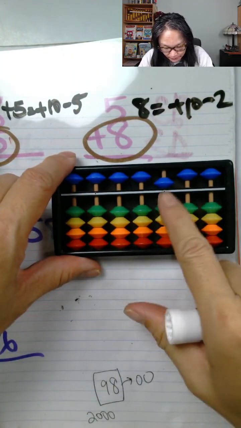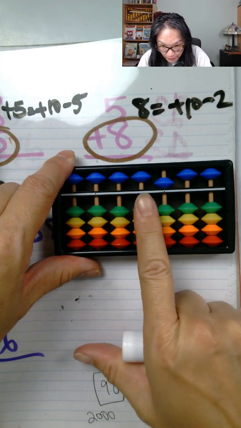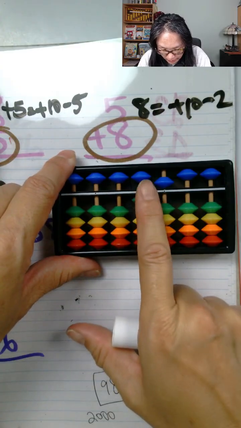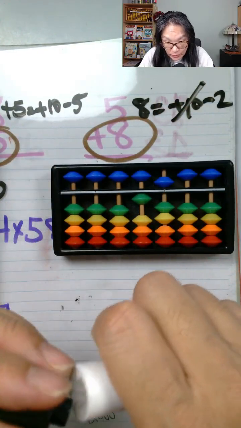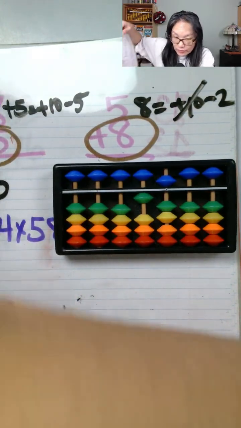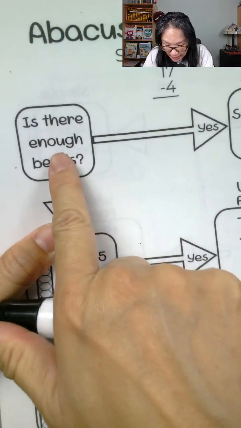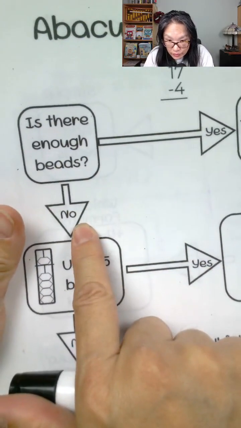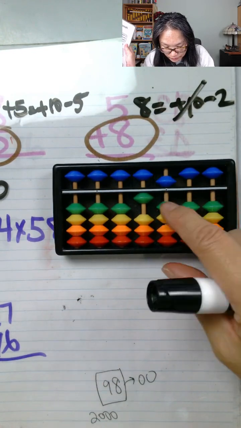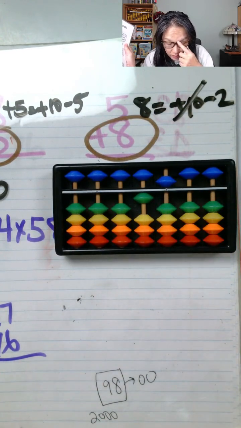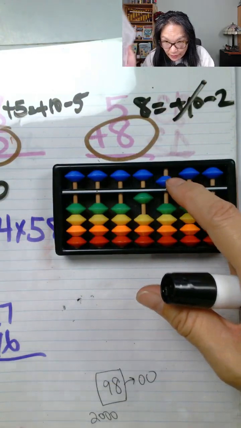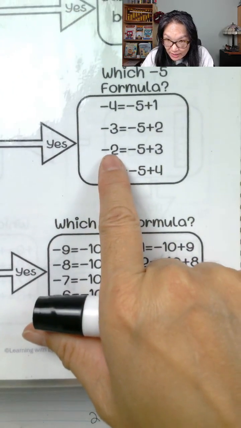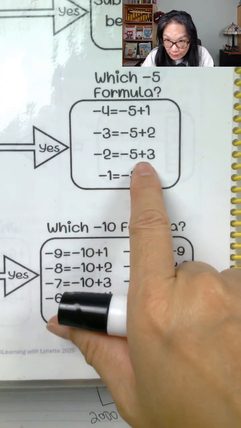If you notice, I'm going to add the 10. That's my 10. Now I need to take away the 2. This is where we go back to the workflow. Can I take away the 2? Are there any beads for me to take away the 2? No. Then, can I take away the 5? Yes, I could take away the 5. So then minus the 2 is equal to minus the 5 plus the 3.